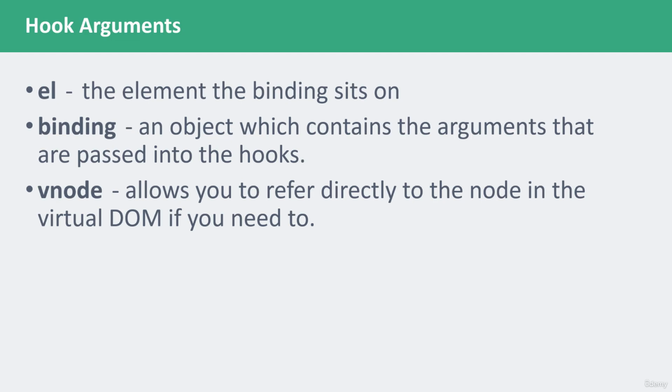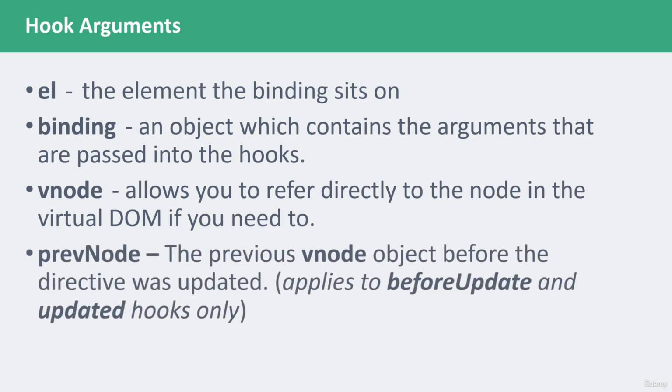Both the binding and v-node arguments should be treated as read-only properties. Making modifications to these properties may not yield the desired results. There's one last argument that is only available to the before update and updated hooks. It's called previous node. This argument is the original node in the virtual DOM before the update occurred. You can use this to make comparisons to the updated node.